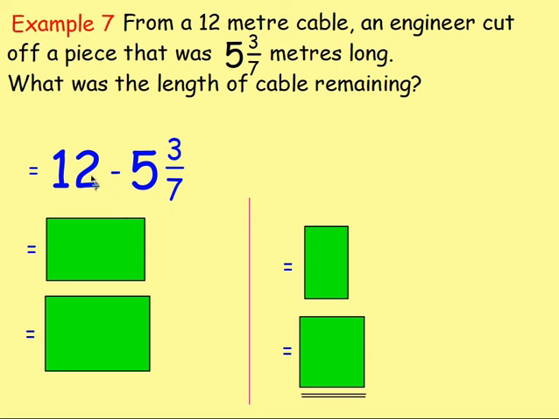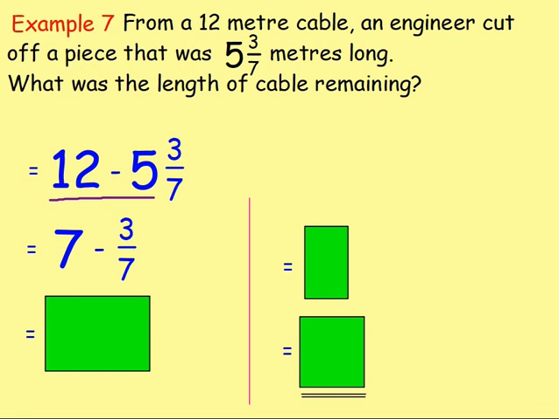So for this, I've got the 12 and I'm taking away the 5 3/7. What you could always do with this one is think, right, well, I've got the 12 metres and I know I'm at least cutting off the 5 and a bit. So if you do the 12 take away 5, that's going to give you 7. So cutting off the 5 metres would give you 7 metres. But you're also taking away that 3/7 as well. So we've got the 7 metres remaining if you just cut off the 5, but we're also taking away that 3/7. So you could rewrite that as 7 take away 3/7.